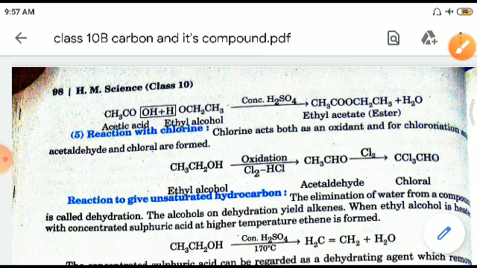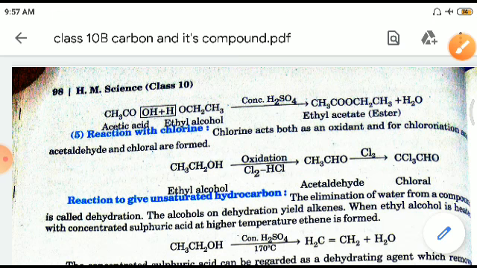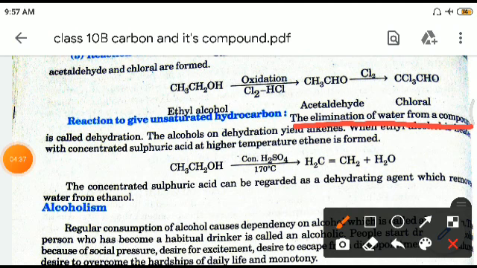Reaction with chlorine, one hydrogen atom is removed, when chlorine replaces hydrogen atoms, and ultimately we get a compound called chloral, right? In an unsaturated form, how unsaturated formation occurs, this is called dehydration, and in dehydration there is an elimination of water molecule from a compound, right? Water molecule is removed.